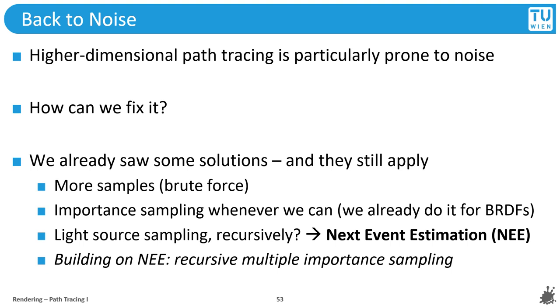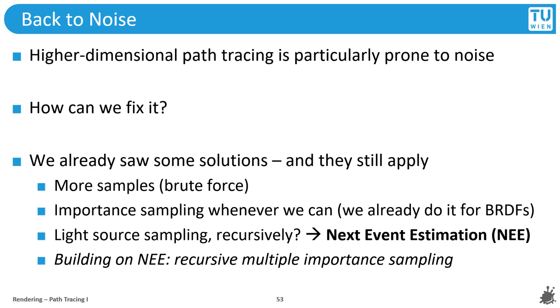All these multidimensional effects, multiple bounces, depth of field, area light positions, and so on, are impressive, but are also responsible for creating noise in our renderings. So how can we get rid of it? The simplest method that always applies is to just use more samples. But if we don't have infinite compute power, we might want to look for other ways to improve quality.